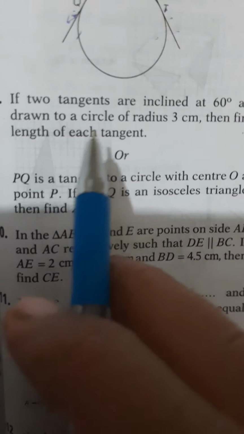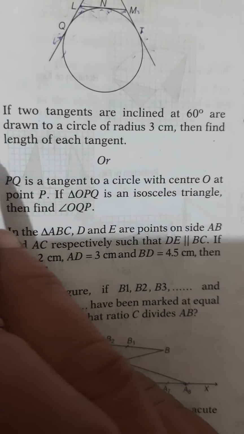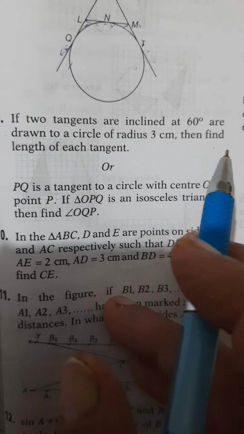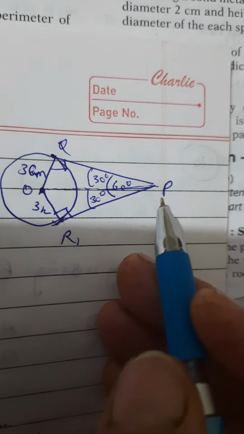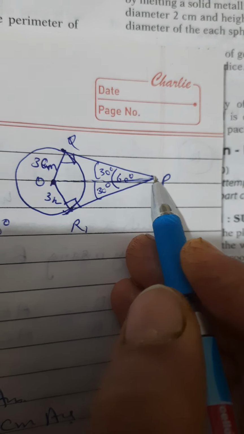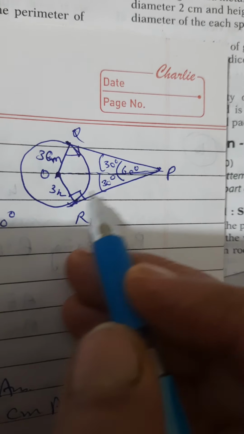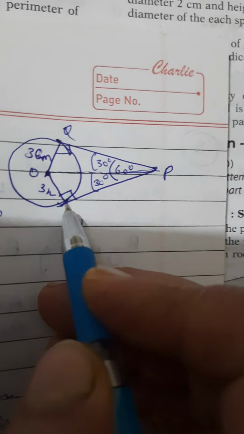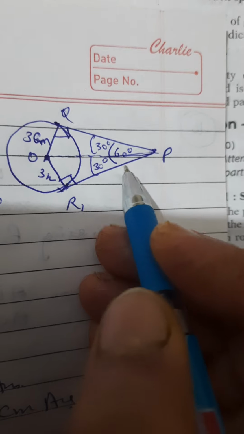Now question number 9 is, if two tangents inclined at 60 degree are drawn to a circle of radius 3 centimeter, then find the length of each tangent. Two tangents are inclined at an angle of 60 degree. See this, P is the exterior point. From P, tangents are drawn, PQ and PR. Then we know that PQ is equal to PR. And this PQ and PR are inclined at an angle of 60 degree.